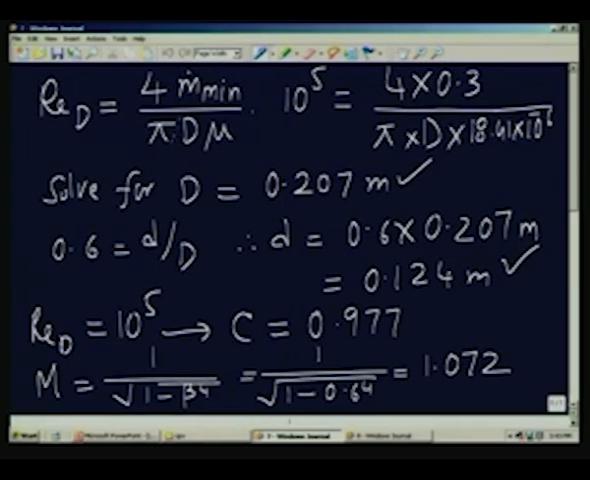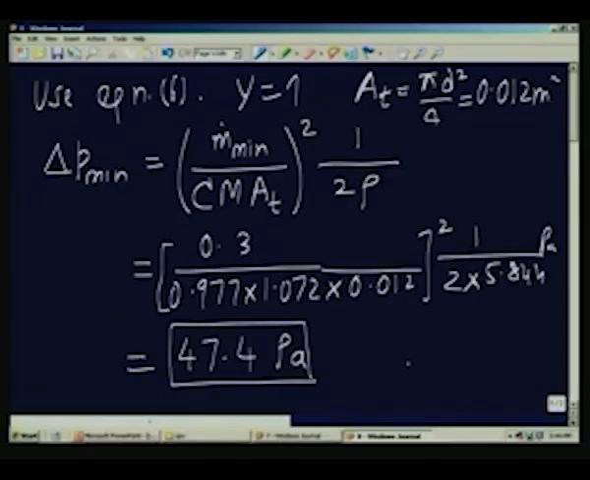So everything else is fixed here, only m dot is now changed from 0.3 kg per second to 1 kg per second. So Reynolds number will be larger by a ratio of 1 over 0.3 of the 10 to the power of 5. That is about 3.3 into 10 to the power of 5. So the Reynolds number increases, and correspondingly the value of the coefficient of discharge also changes, and we can take the value from the same graph. The value of C turns out to be 0.984 from the graph.